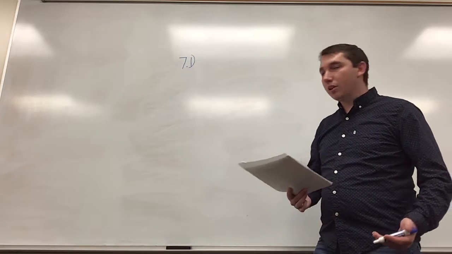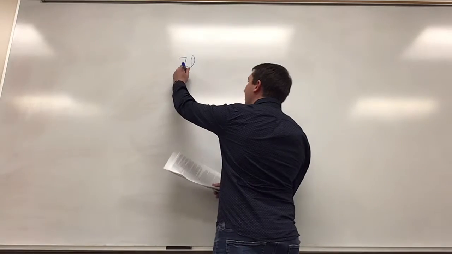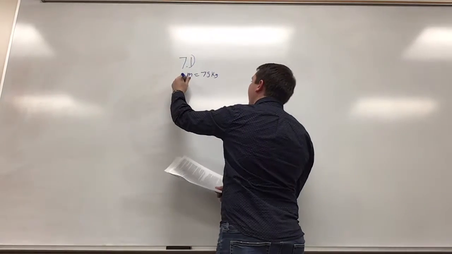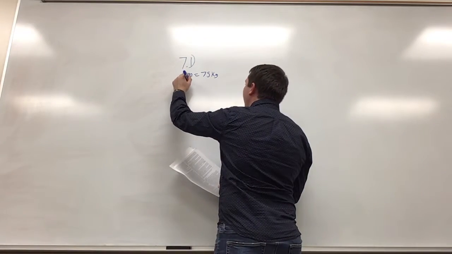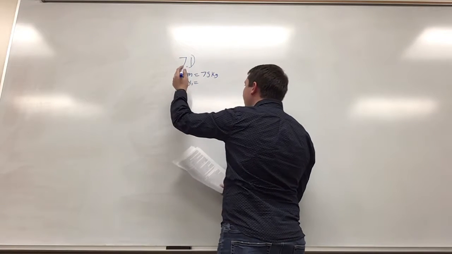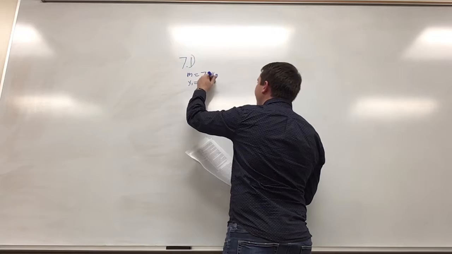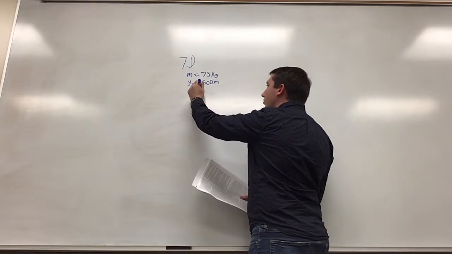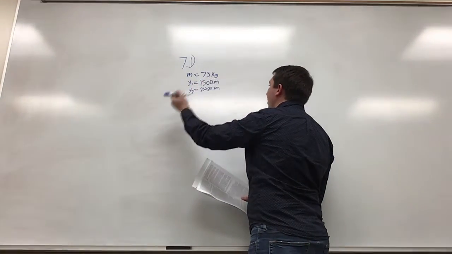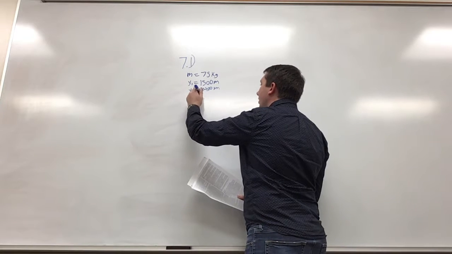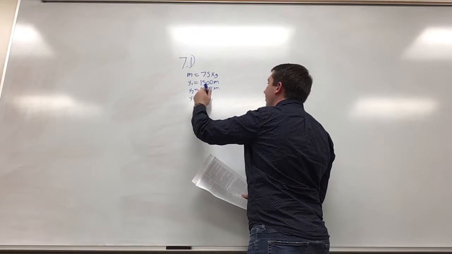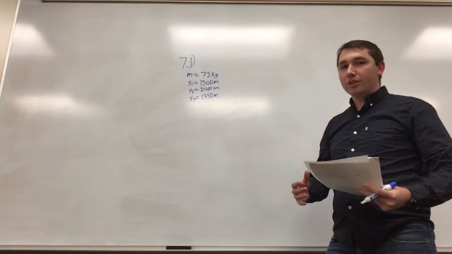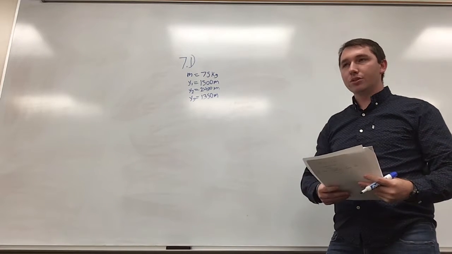So, let's write down what the problem tells us. It tells us that the mass of the hiker is 75 kilograms. We know that the initial starting height, or Y position, is 1500 meters. Y2, the second Y position that it gives us, is 2400 meters. And then the third Y position is 1350 meters. It then wants us to find the change in potential energy as the hiker travels to the different distances.